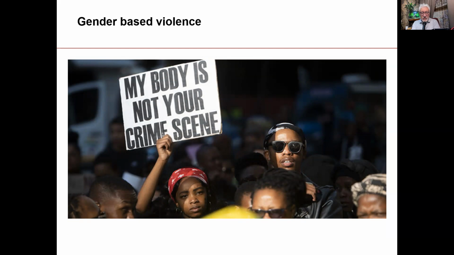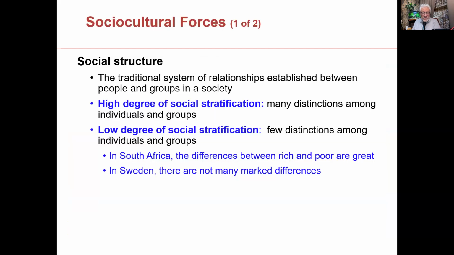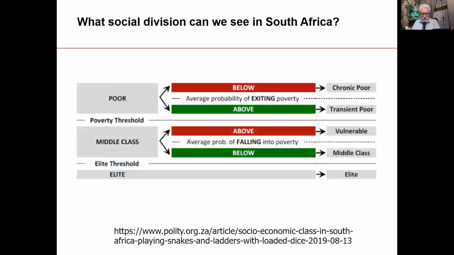And we move on and we talk about social structure. And social structure is something we must recognize as being the distinctions between people who are poor and people who are rich. In Sweden, there aren't marked differences, as I've written there, but in South Africa, they are rather great. We are a very disparate nation. So I went and found a picture for you to show you that we can start dividing people in different ways.